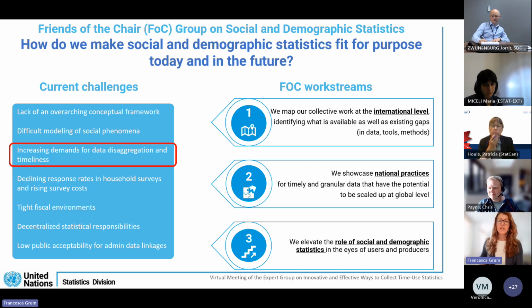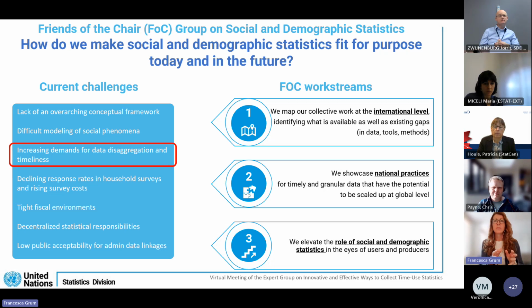So particularly bringing attention to this increased demand for data disaggregation, timeliness, and more frequent production, but also taking note of all those other challenges, the Friends of the Chair has agreed to work on 3 different work streams. The first one looks mainly at the international level, so global and regional level, to have an assessment and a better understanding of what we are collectively already doing. So to map the tools that we have to produce high quality social and demographic statistics, the tools, the methods, the solutions, but also to highlight any potential data gaps.